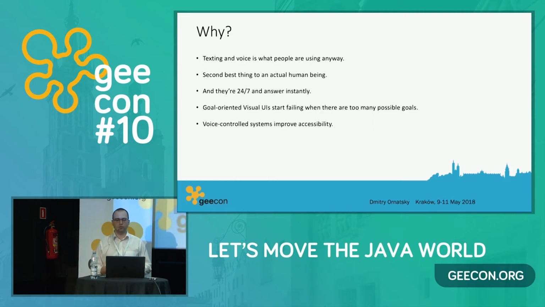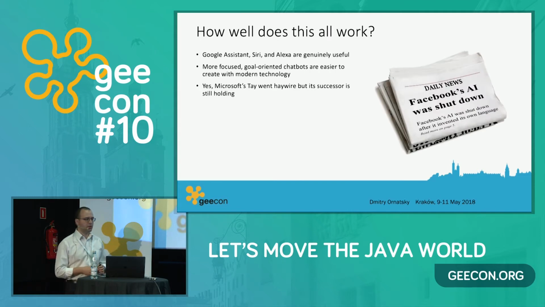So that answers the why part of it, right? How well does it all work? So at this point, I think we can all agree that Siri, Google Assistant, and the like are genuinely useful. Some people use them to just schedule their appointments and set their alarm clocks, but that's all right. They can do much more than that.